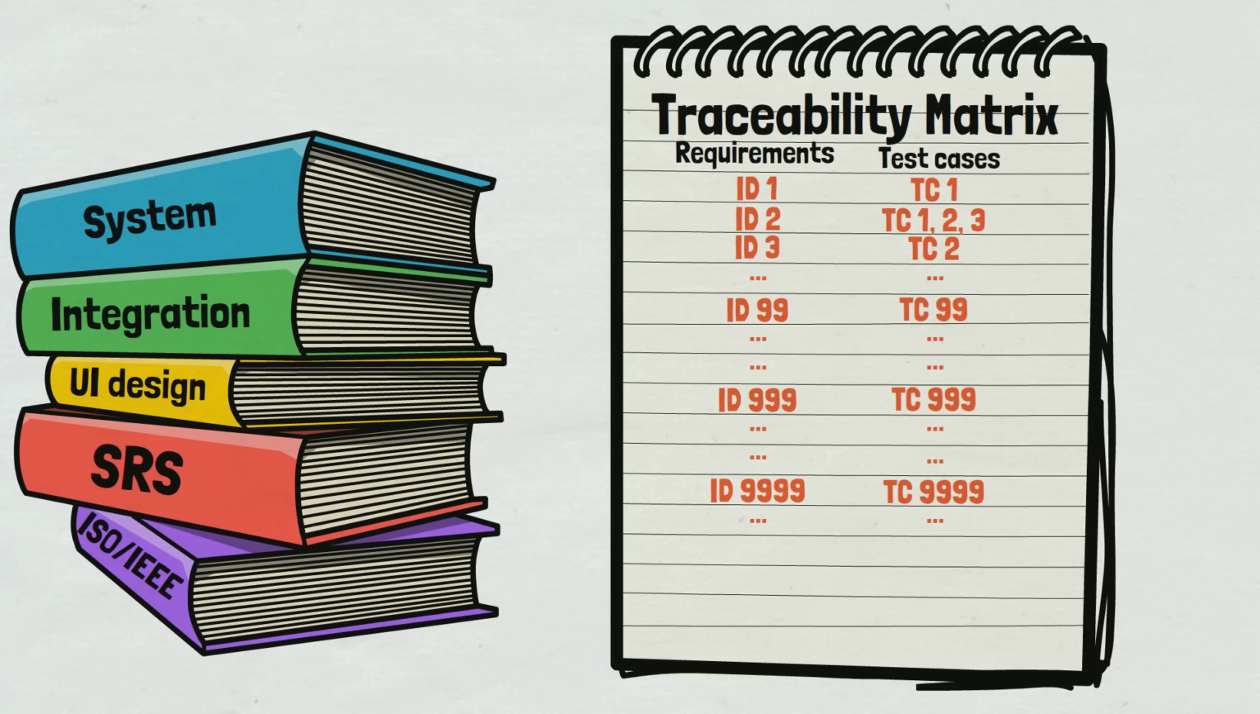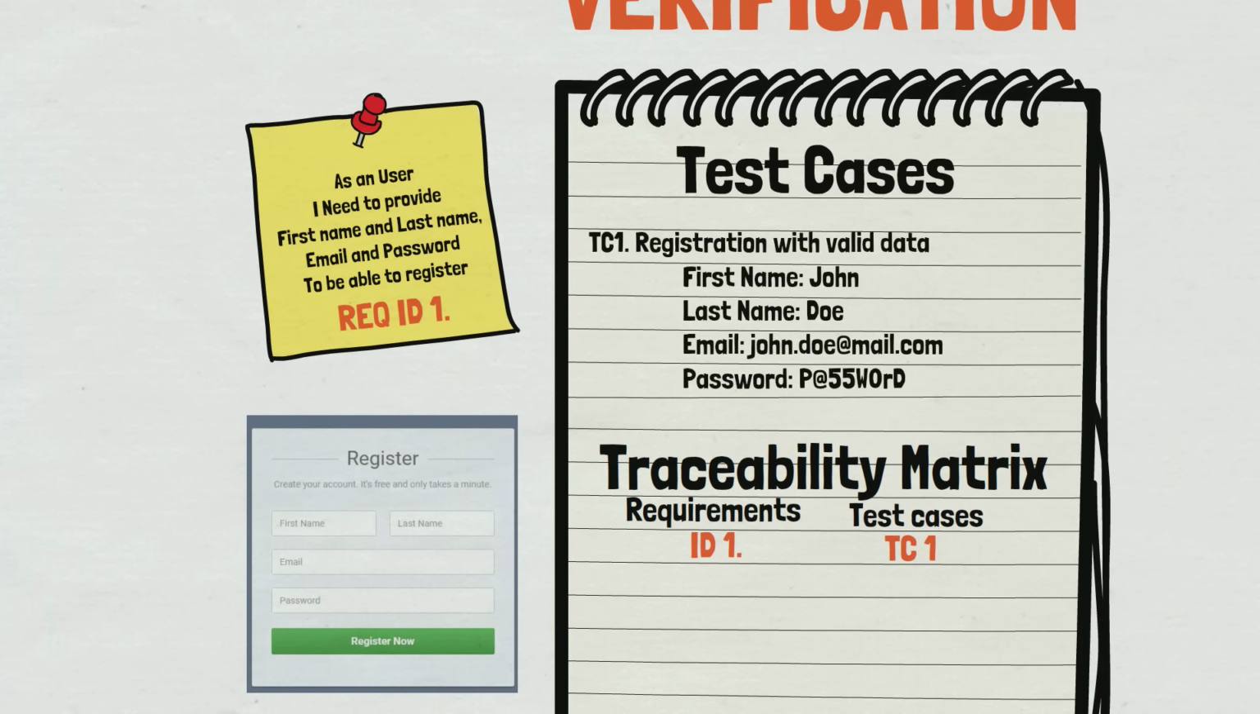On the real project, you have tons and tons of requirements, and you need to write thousands of test cases. To prove that all requirements are tested, we need a traceability matrix. Otherwise, we can miss important things. Let's go back to our simple example. We have requirements, test cases, traceability matrix, and the form.